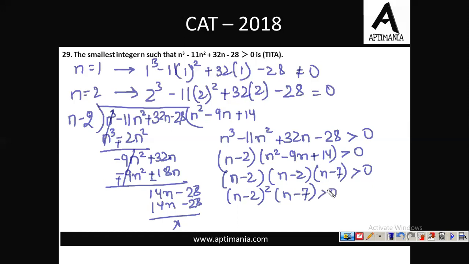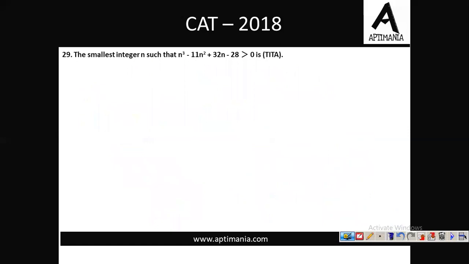Now looking at this inequality, n minus 2 square is a perfect square which is always positive. So in order for this inequality to be true, this n minus 7 has to be greater than 0, or n has to be greater than 7. Now the question is, first of all, n is an integral value, and second, they are asking the smallest integral value of n. Since n is greater than 7, the smallest integral value of n will be 8. So the correct answer for this question is n equals 8. Let's go ahead for the next question.